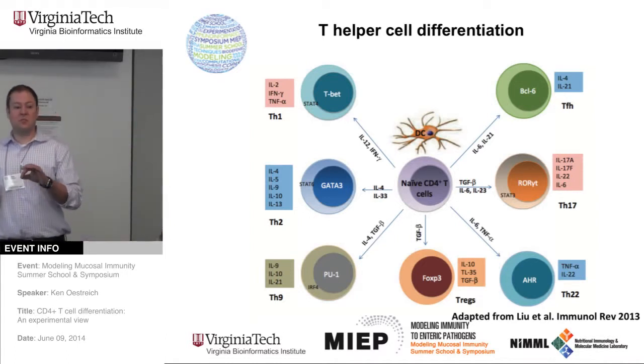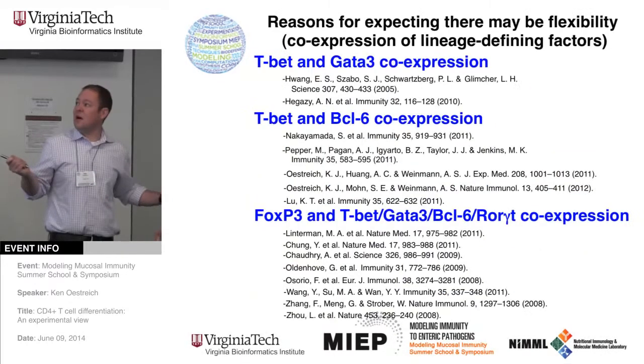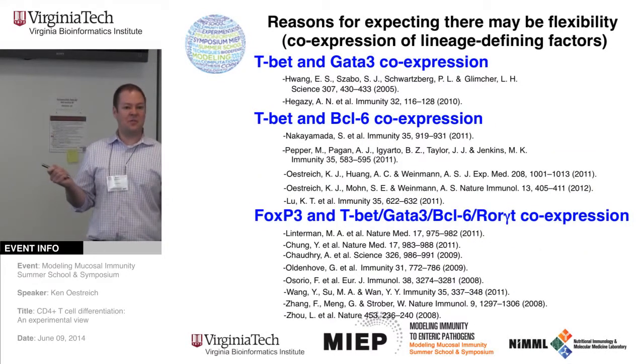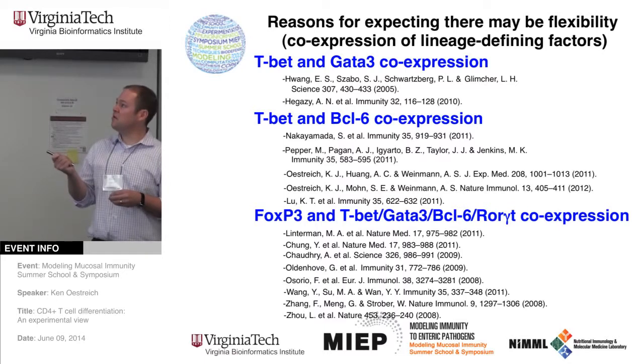However, this is a relatively simplistic model. We have unidirectional development from a naive cell to a mature T cell state. This has actually come under fire lately by the identification that a number of T helper cell types can actually co-express lineage-defining transcription factors. So you can see all these papers here. There are a couple papers, really more than a couple, that suggest that Tbet and GATA3 can be co-expressed, that Tbet and BCL6 can be co-expressed, and then FOXP3 and a whole host of lineage-defining transcription factors can be co-expressed in these T helper cell types.